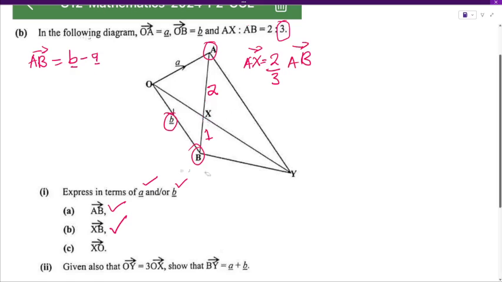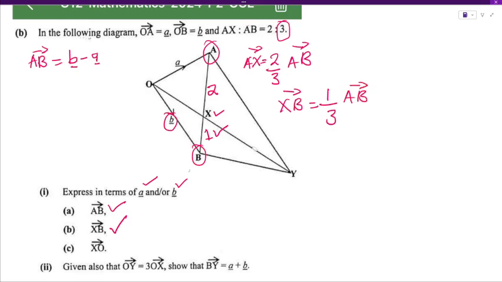If you come to XB, XB is going to be expressed this way. What is the value for XB? It is a 1. So 1 over the total again. What is the total for this entire line, this one right there, AB? The total is supposed to be 3, remember that? So it's going to be 1 over 3 of what line? The line this is extracted from is AB. So 1 over 3 of vector AB. That is how we're going to express it.